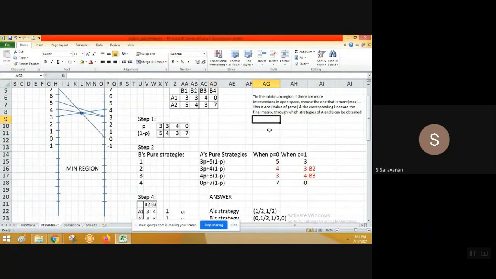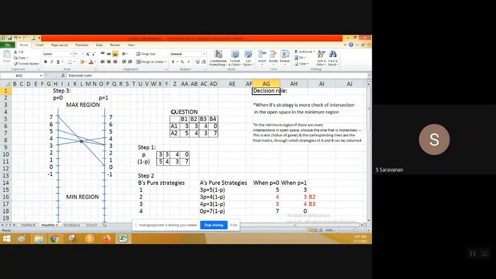So here, B's strategy is higher. This is the question, please make note of it. B is having 4 strategies, A is having 2 strategies. Actually, this problem is very simple. There is only one intersection.